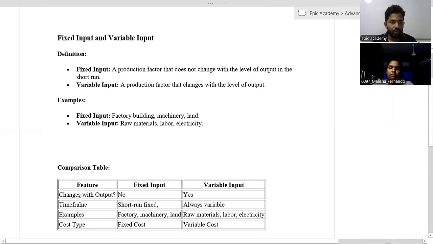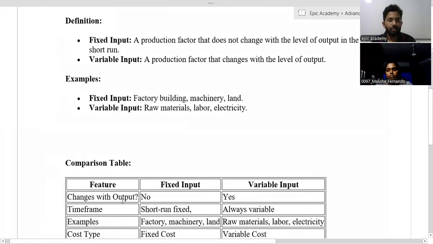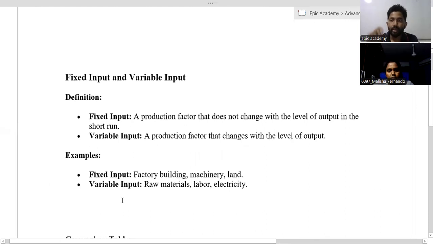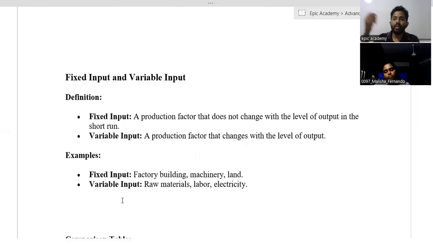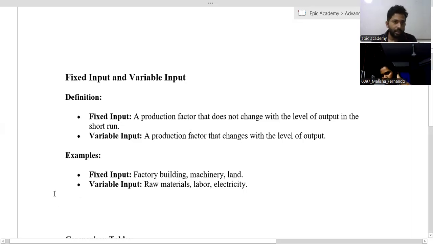And now we are going to discuss the input. You already identified that input is one of the resources you can use to produce goods and services. In the production process, the first step is to find inputs. Then you can divide that input into two categories. The first one is fixed input. The second one is variable input.